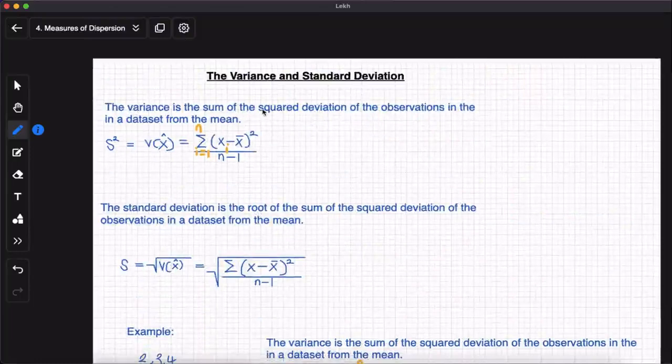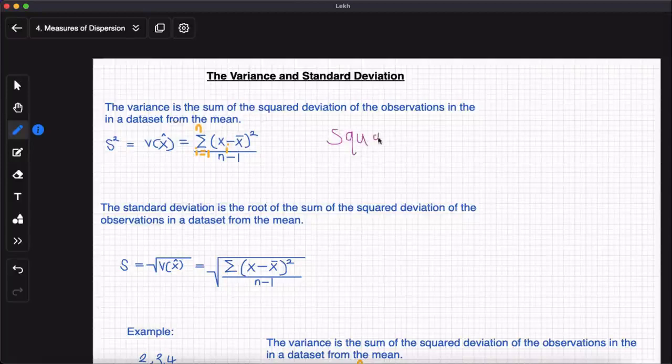The variance is the sum of the squared deviation of the observations in the given data set from the mean. So, in other words, you may call it the squared deviation from the mean. Squared deviation, look at that, squared deviation from the mean.